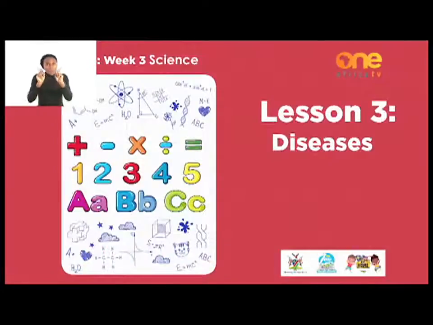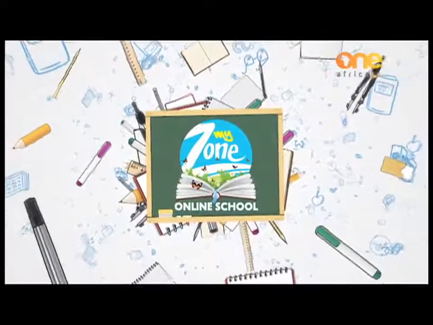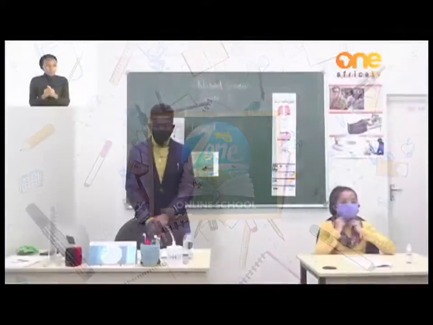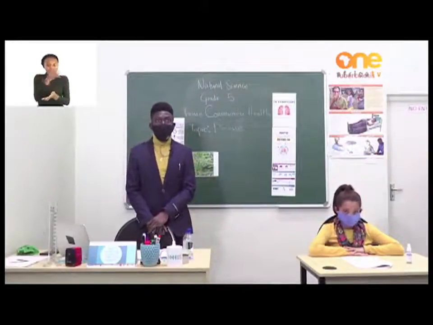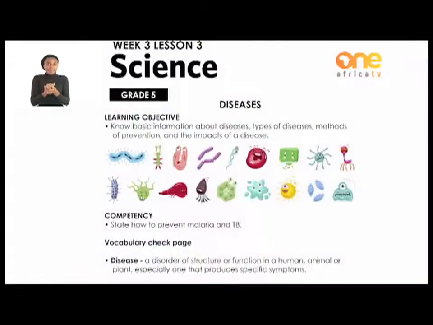Right. Today's lesson is on diseases. All right, grade 5s. Let us turn to page 19 for today's lesson. Our learning objective for today is to know basic information about diseases, types of diseases, the methods of prevention, and the impacts of a disease. Our competency for today is to state how to prevent malaria and TB.